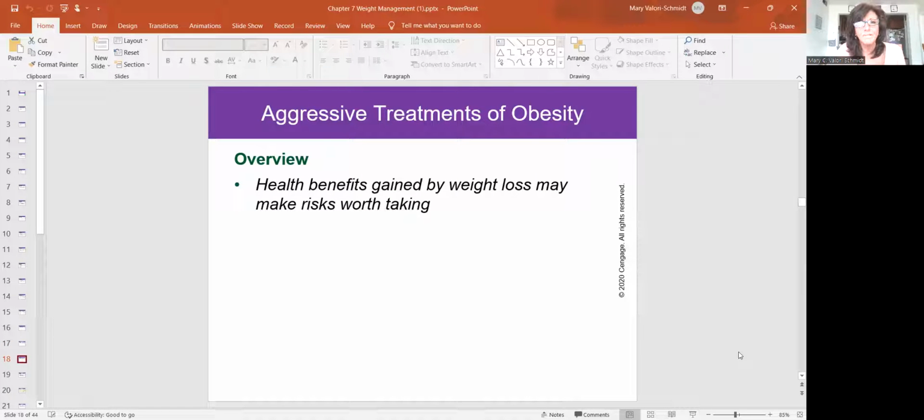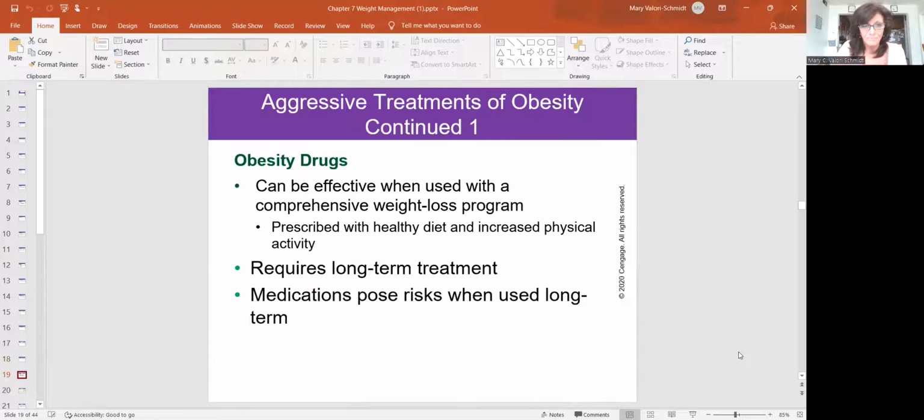And the health benefits that are gained by losing weight, if you are overweight or obese, may make the risks worth taking when we're talking about more aggressive treatments to lose weight. Again, every person is different. So every individual circumstance is different.